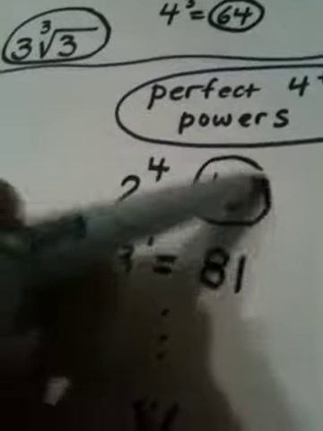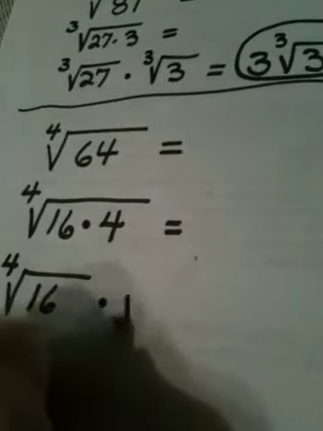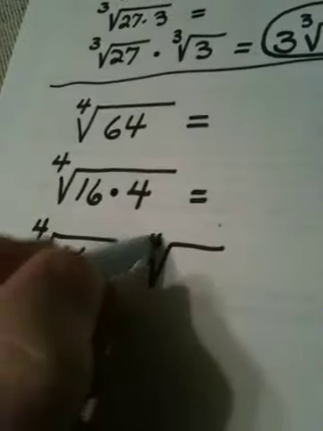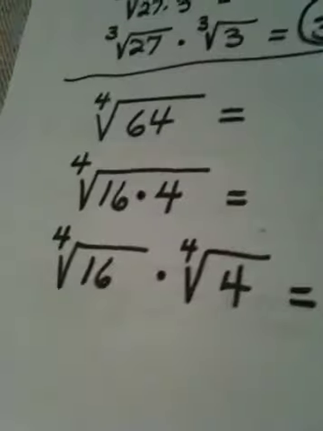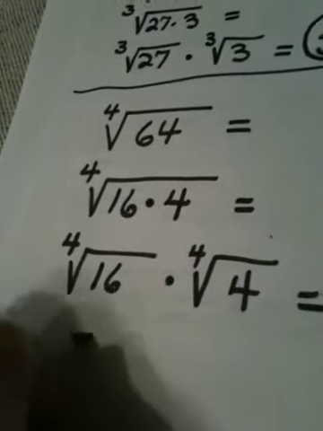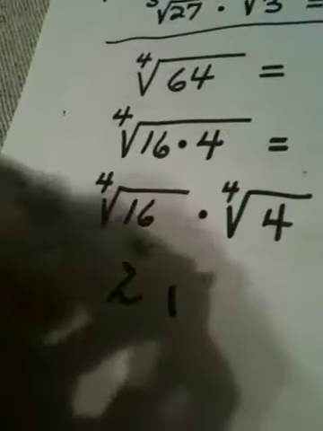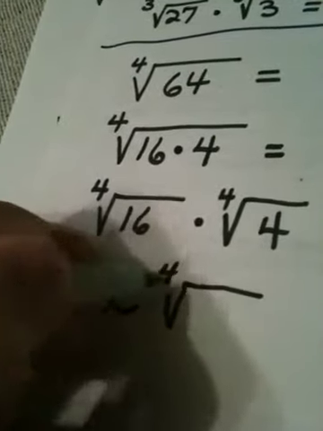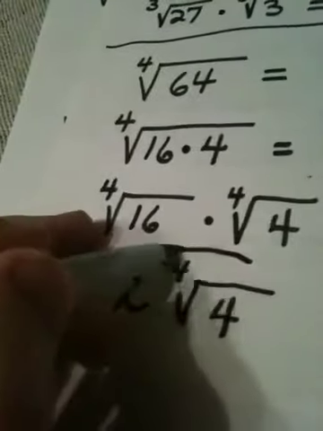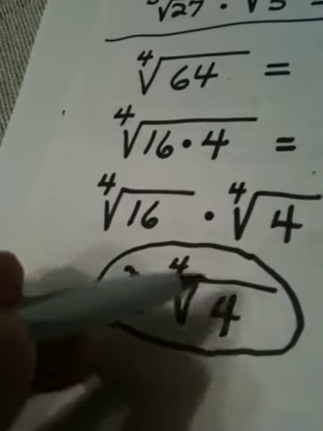16 is good because it's a perfect fourth power. Okay? So we break this into the fourth root of 16 times the fourth root of 4. The fourth root of 16, what times what times what times what gives me 16? That would be 2. And the fourth root of 4 does not come out pretty, so it remains under the radical. So my answer here is 2 times the fourth root of 4.